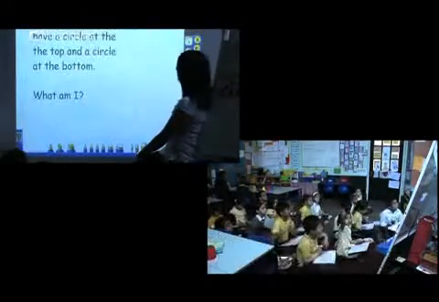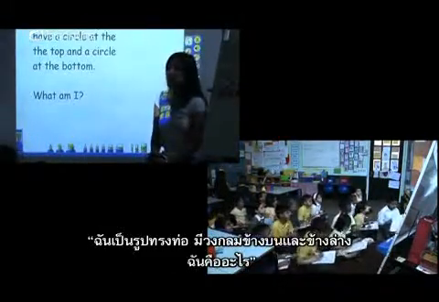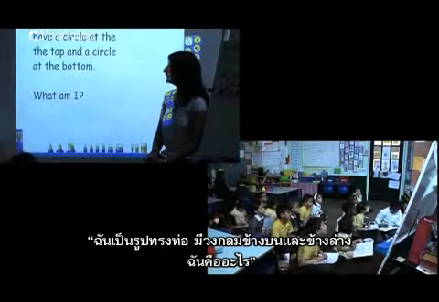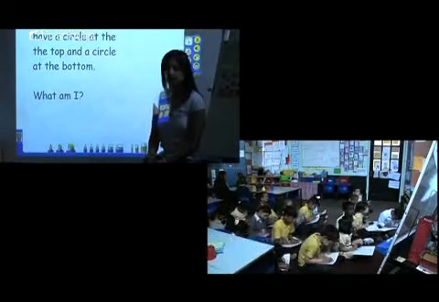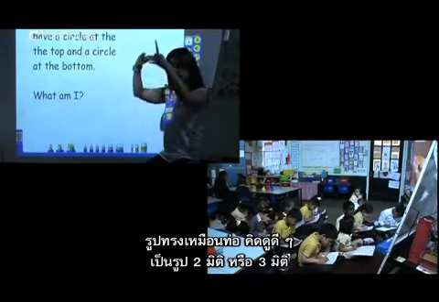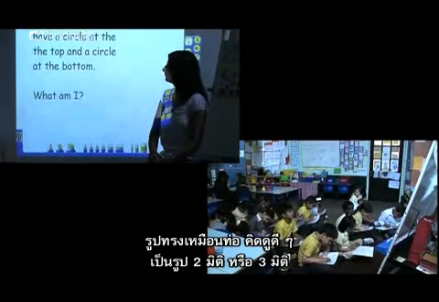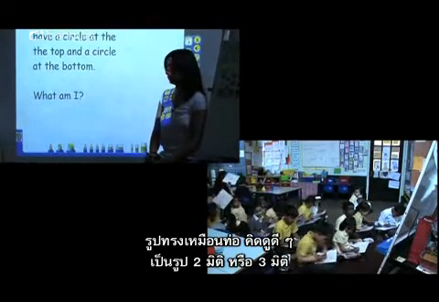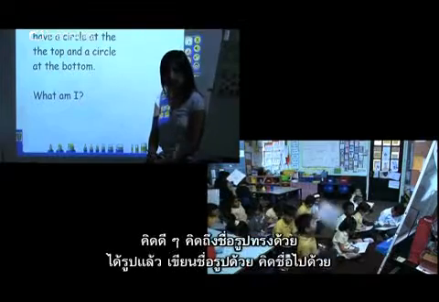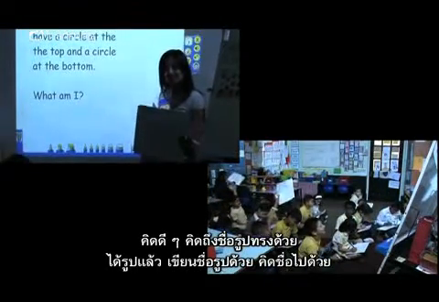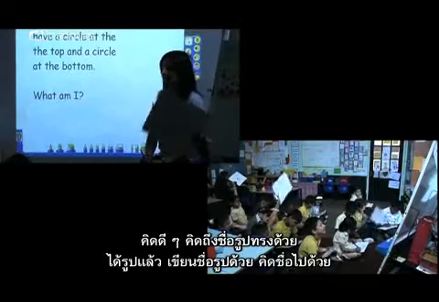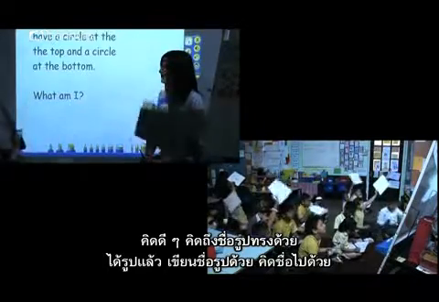Are you ready? I am like a tube. I have a circle at the top and a circle at the bottom. What am I? So I'm like a tube. Have a think. If it's like a tube, is it 2D or is it 3D? Think of the name as well. Have you got the name ready? Your picture's very good. Have you got the name ready? Can you think of the name?